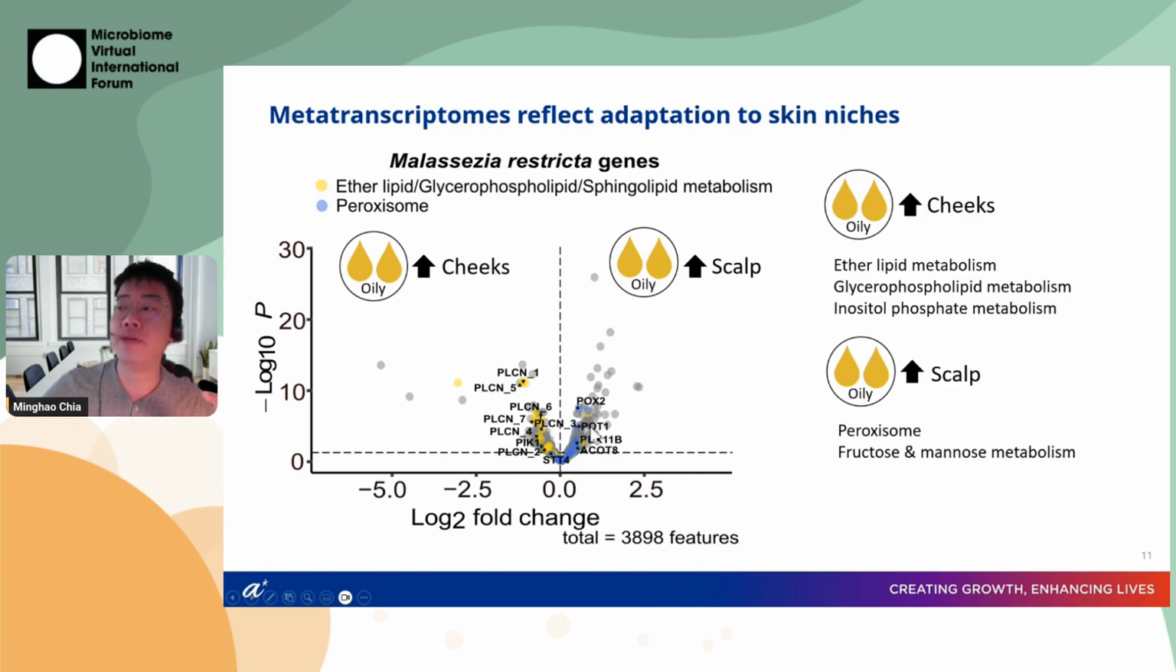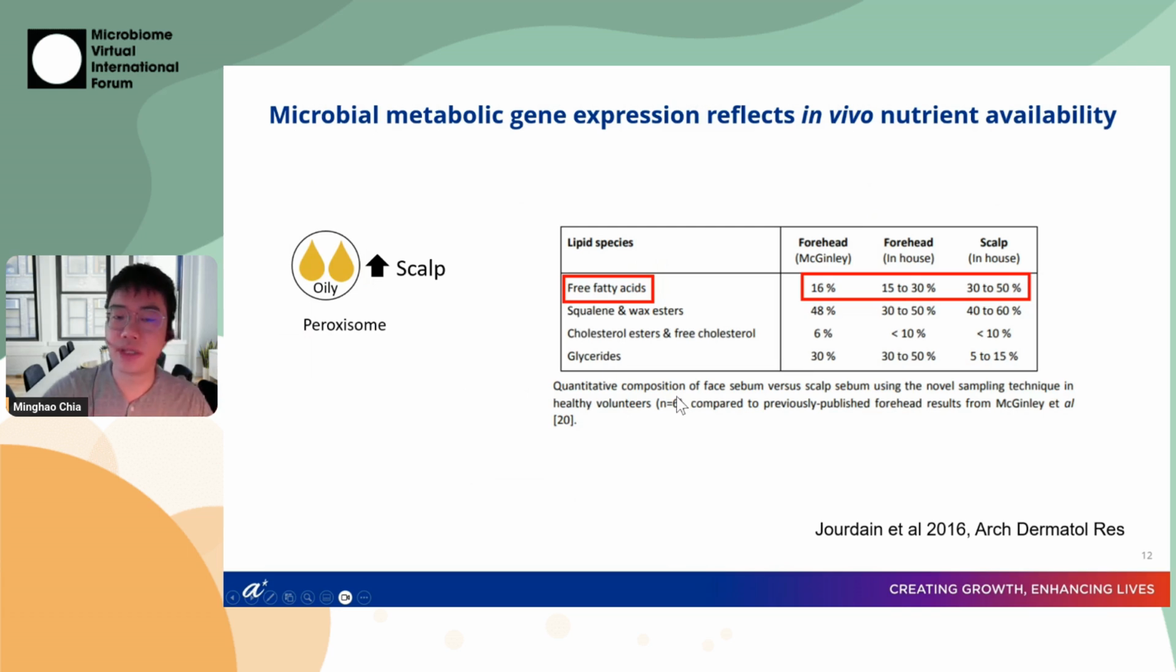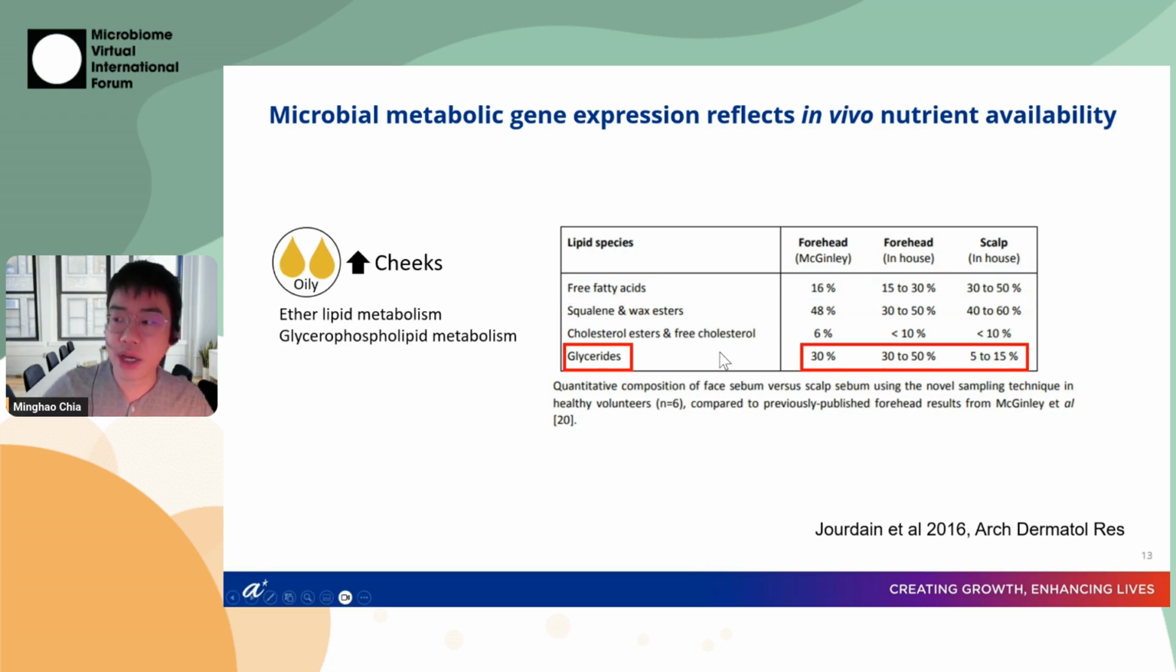Now, we believe that some of these observations can be explained by variations in in vivo nutrient availability between these two sebaceous sites. For example, scalp is known to be richer in free fatty acids compared to facial skin, and the oxidation of fatty acids is, of course, mediated via the peroxisome in these fungi. In contrast, glycerides are more abundant on facial skin than on scalp, and these could then be broken down by enzymes involved in ether lipid or glycerophospholipid metabolism. In my previous slide, I showed that Malassezia fungi actually secrete phospholipase C to break down some of these lipid classes as well.